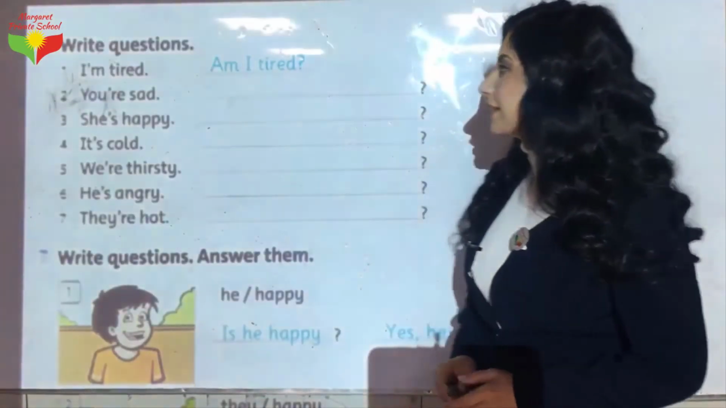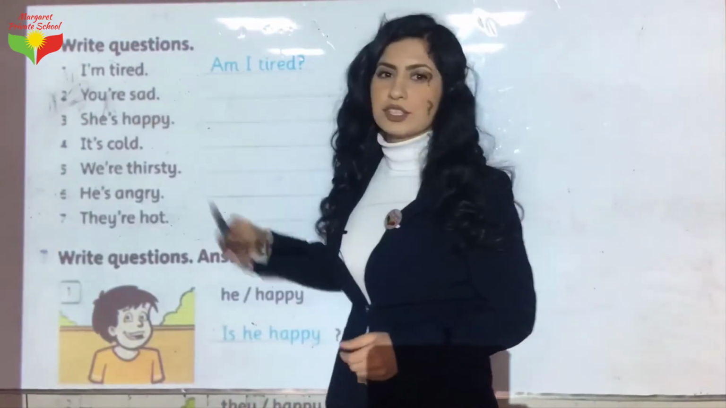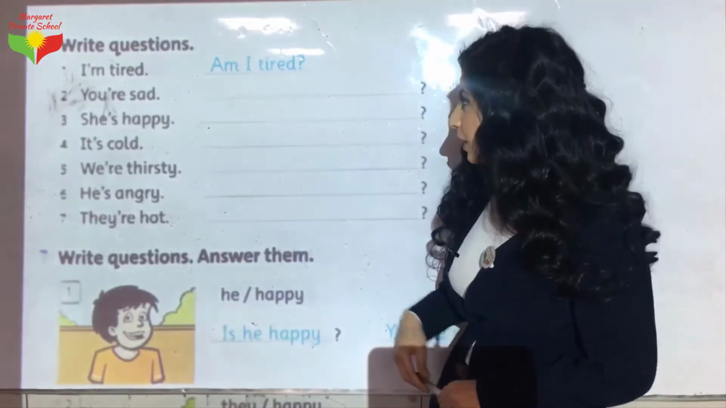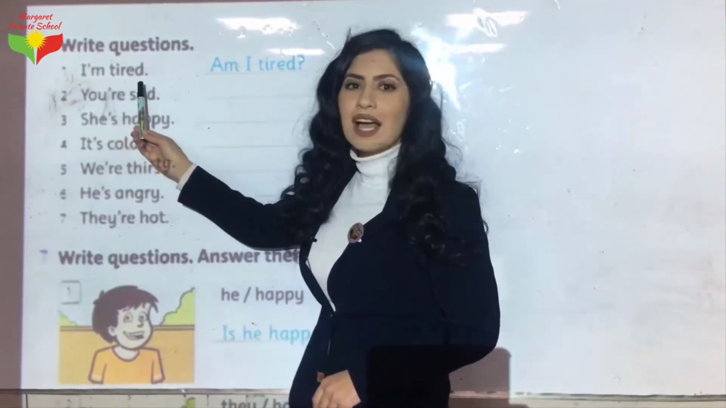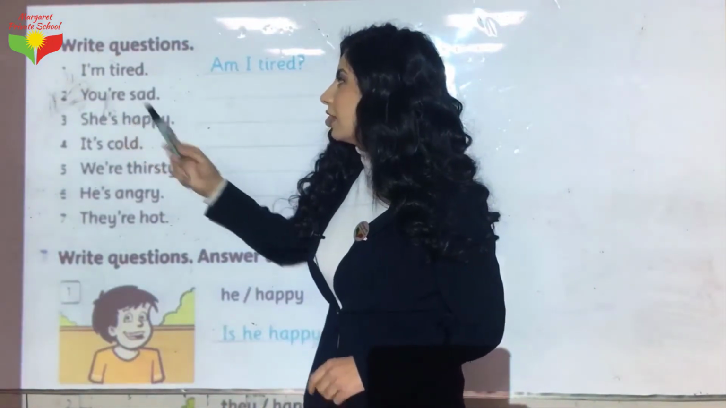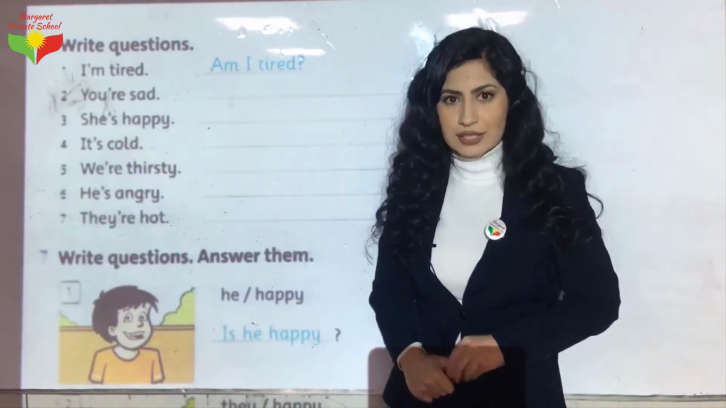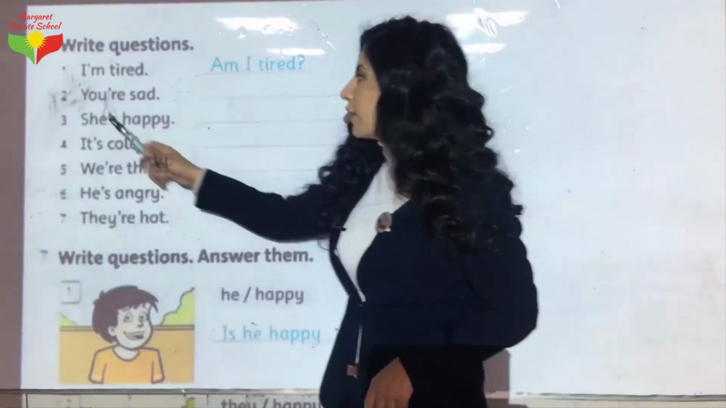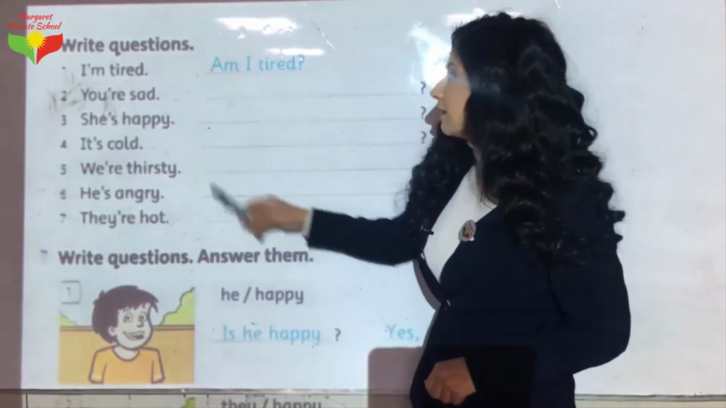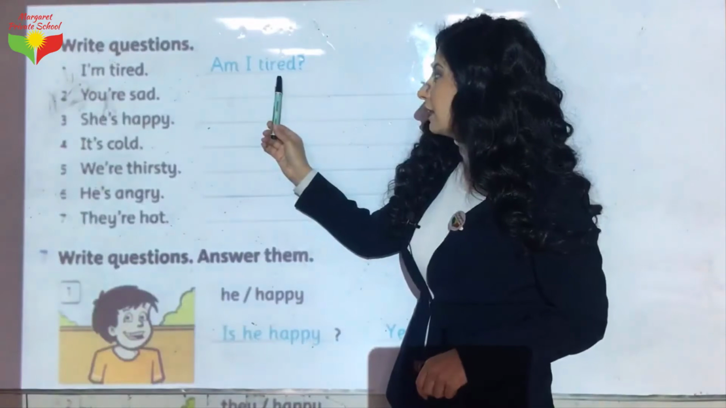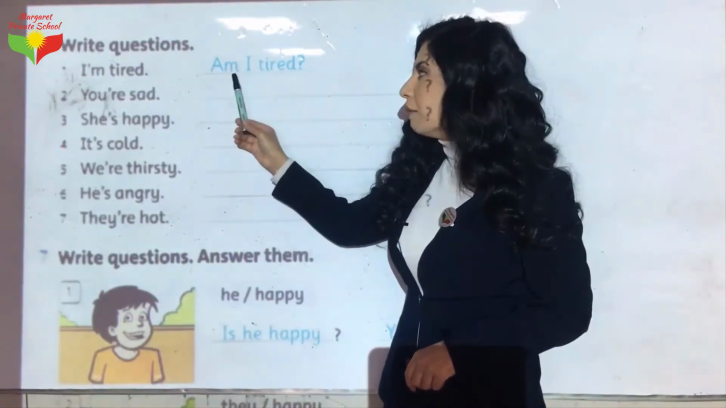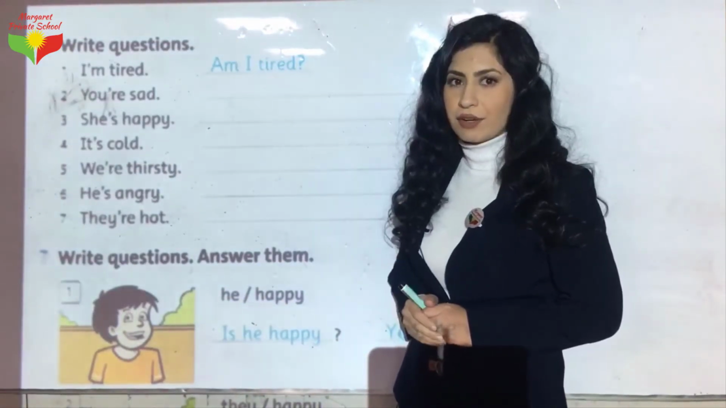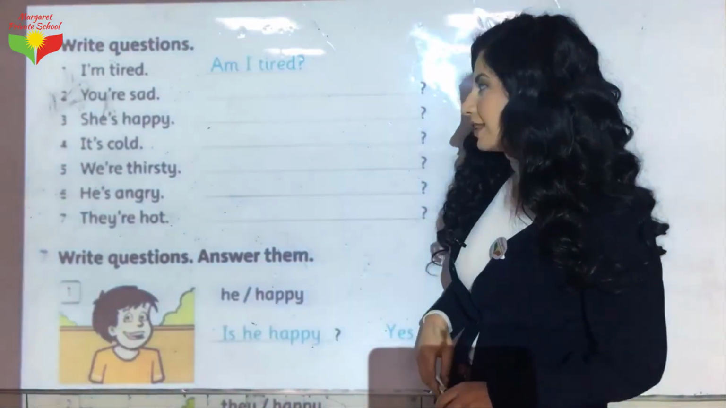Dear kids, look at this exercise. Write questions. Okay, look at the first one. I am tired. When we want to ask a question, we have to write the verb be at the beginning of the sentence, then the subject pronoun, after that the adjective, tired. Am I tired? And don't forget to write the question mark at the end of the question. Okay? Now let's go to the second one.